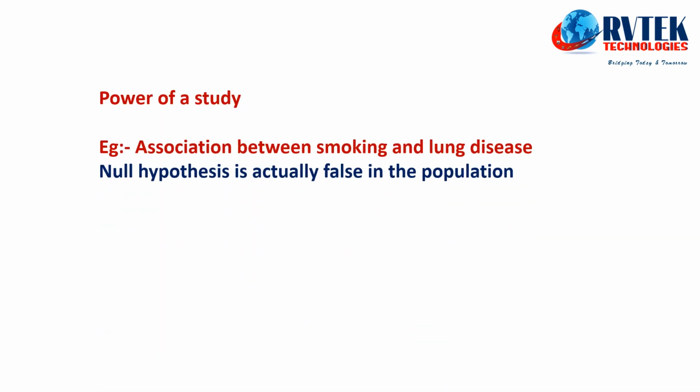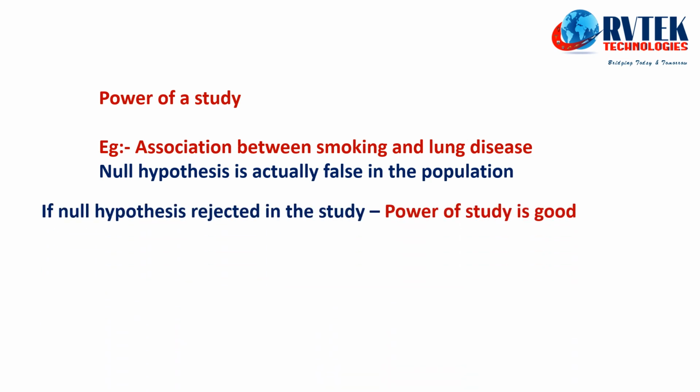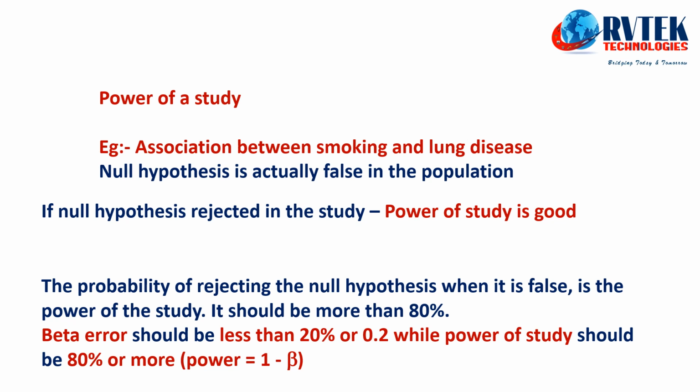What is power of this study? Association between smoking and lung disease. Null hypothesis is actually false in the population. If null hypothesis rejected in this study, that means power of study is good. The probability of rejecting the null hypothesis when it is false is the power of the study. It should be more than 80%. Beta error should be less than 20% or less than 0.2, while power of study should be 80% or more. Power is equal to 1 minus beta.